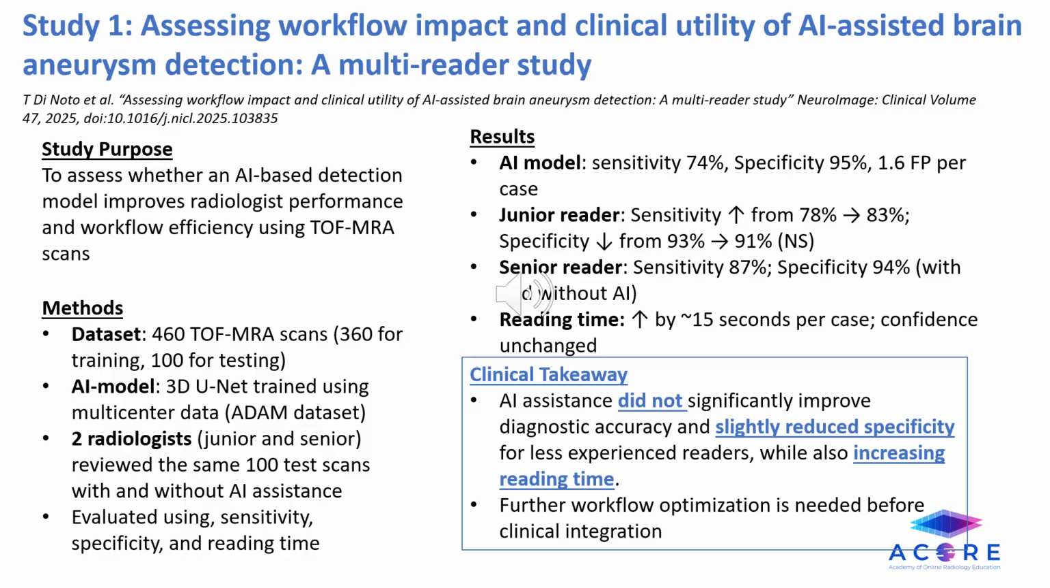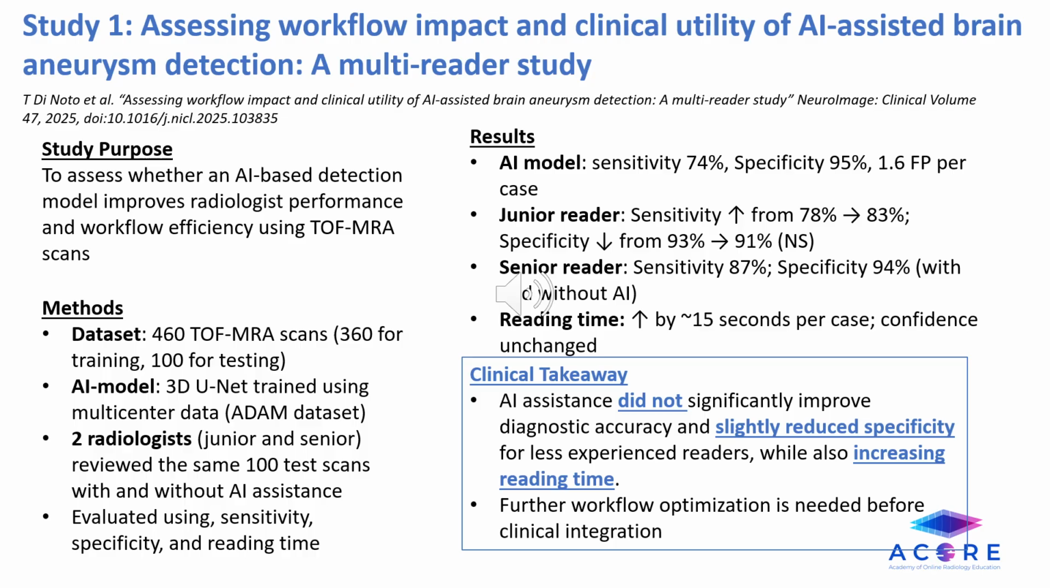In this study, the authors used 460 TOF MRA scans, 360 for training and 100 for testing, and used a 3D UNet model using multi-center data. 2 radiologists, one junior and one senior, reviewed the same 100 test scans with and without AI assistance, and the results were compared. The AI model alone achieved a sensitivity of 74% and a specificity of 95%, with about 1.6 false positives per scan.